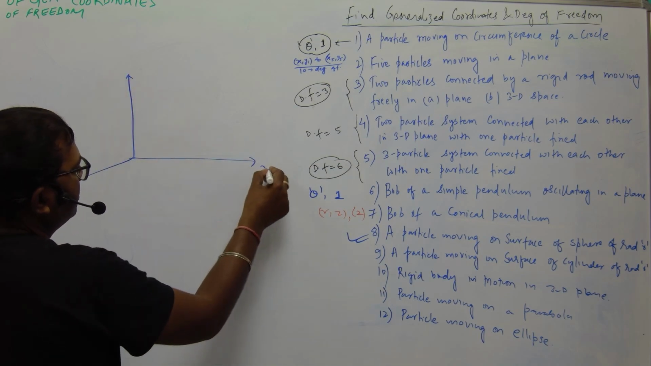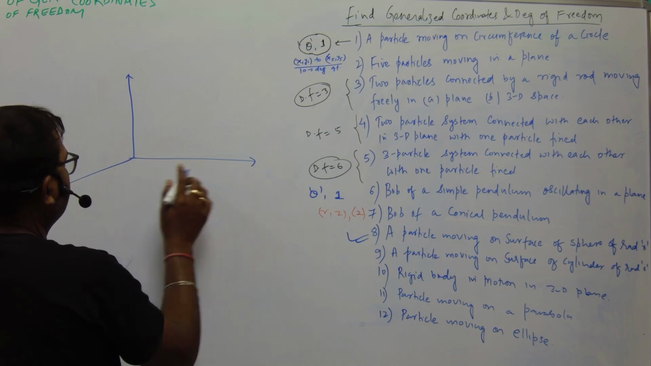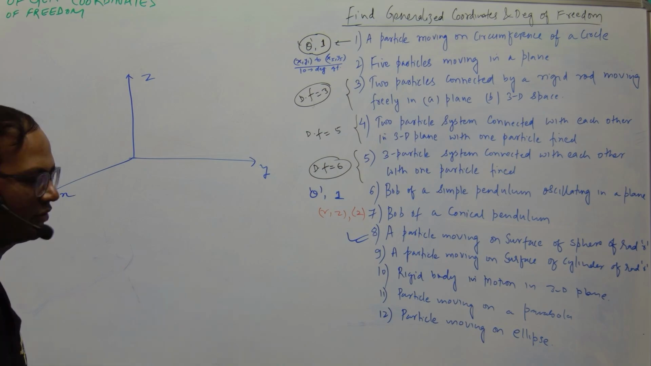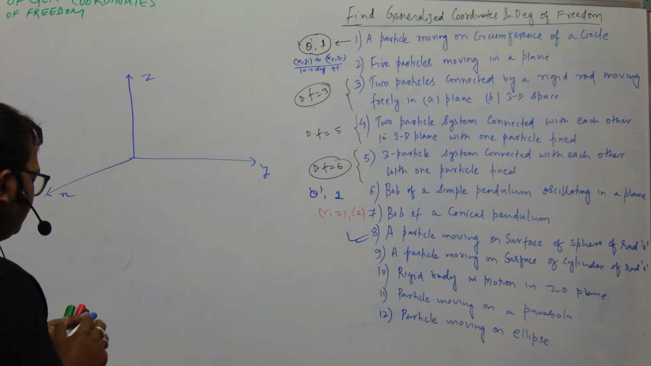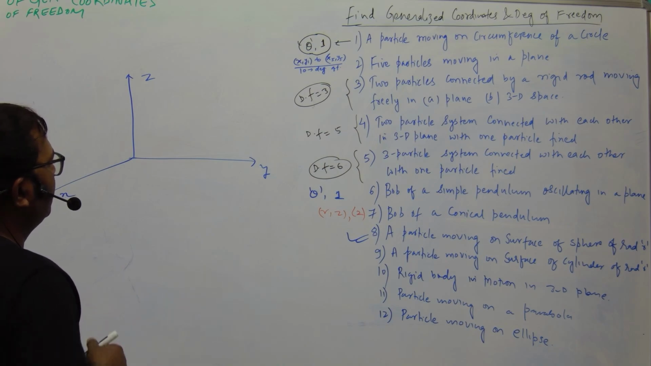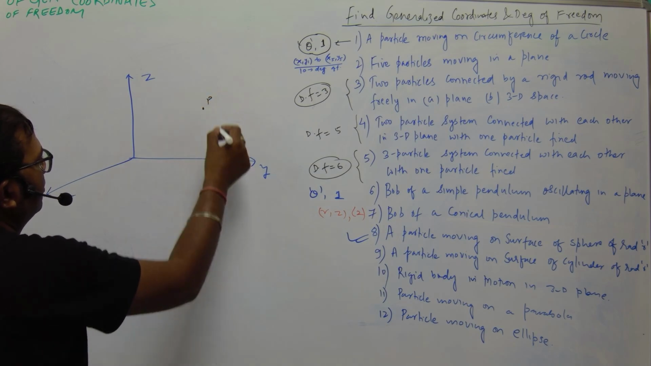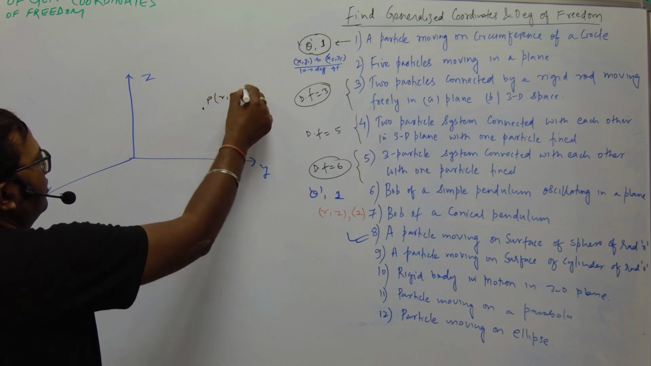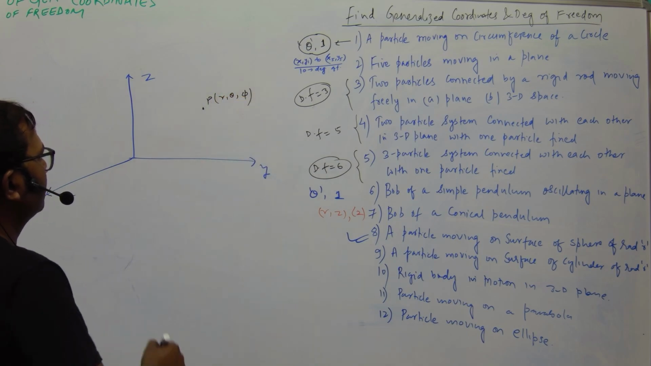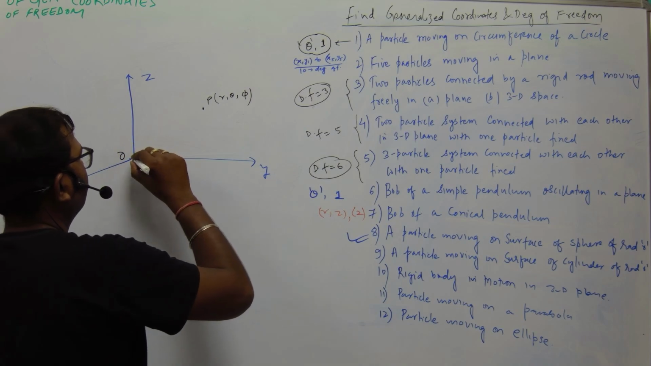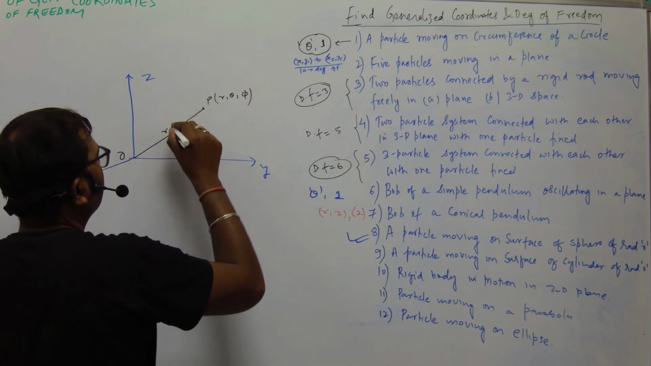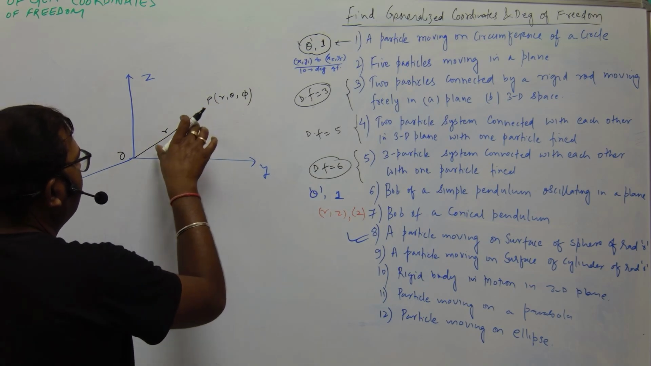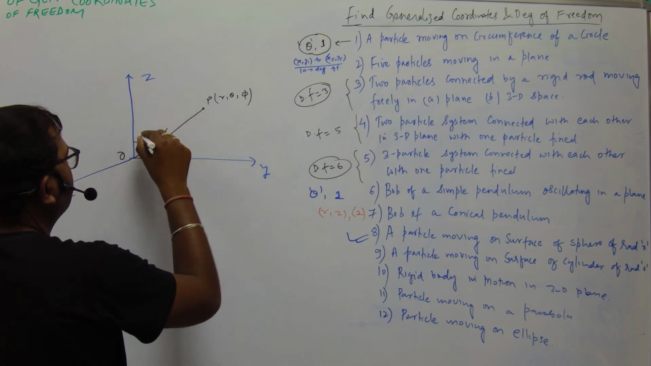So let us take this as x, y and z. Let us take a point P here. We can represent this point as r, theta and phi. This is point O, so OP is r, the distance of point P from the origin. And the angle that OP makes with Z is theta.